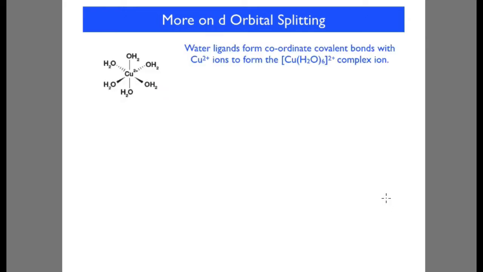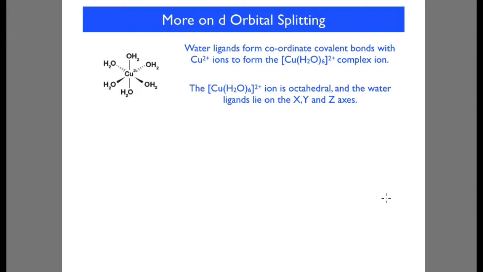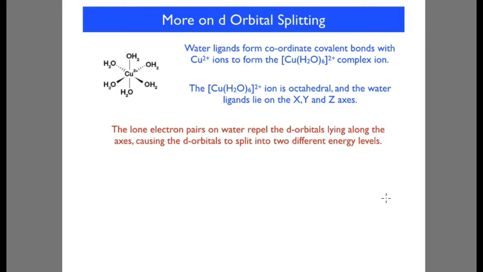Let's have a look at this copper complex. Water ligands form coordinate covalent bonds with copper ions to form this copper complex ion. This hydrated copper ion is octahedral, and the water ligands lie on the x, y, and z axes. The lone electron pairs on water repel the d orbitals lying along the axes, causing the d orbitals to split into 2 different energy levels.